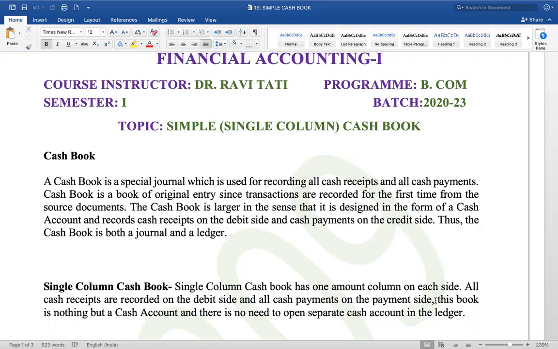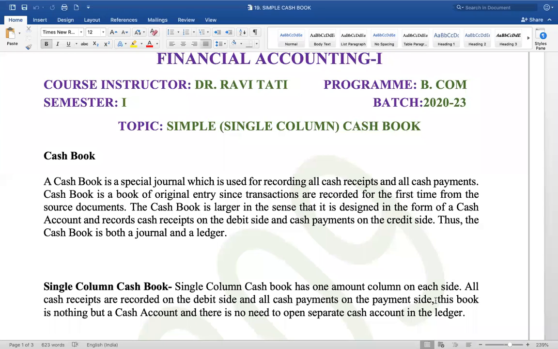Now, why are we calling it single column? Because it has only one amount column. How are these columns numbered? Based on the number of amount columns, we call it single column, double column, or two column, or three column cash books. So the book we are going to prepare now is single column, which means there's only one amount column instead of two or three amount columns.